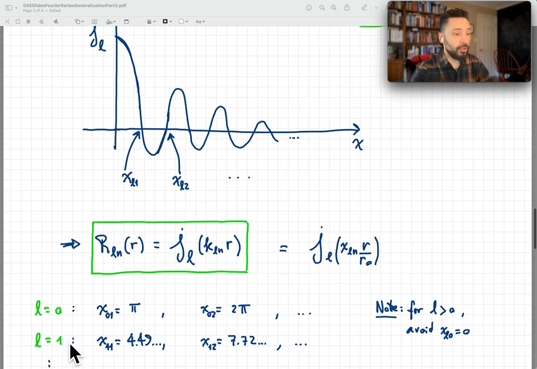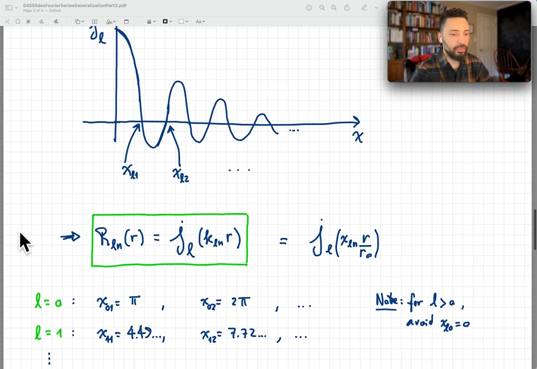Now, if you pick l equals 1, there will actually be a 0 down here, which we want to ignore. I'll tell you about that in a minute. But then the next one, there will be an x_11, it will be 4.49, and so on and so forth. This could be computed very precisely if you want. And you can use bisection, as I discussed in a previous video, if you want to calculate this root very precisely. And then x_12 would be 7.72, and so on and so forth. And there will be multiple roots all the way to infinity you can calculate.